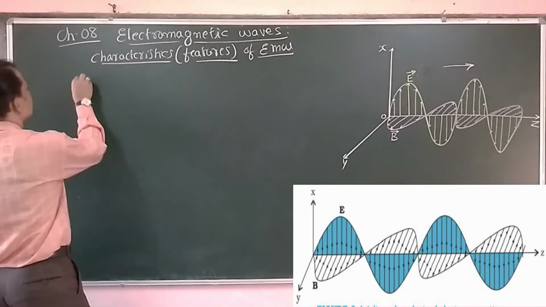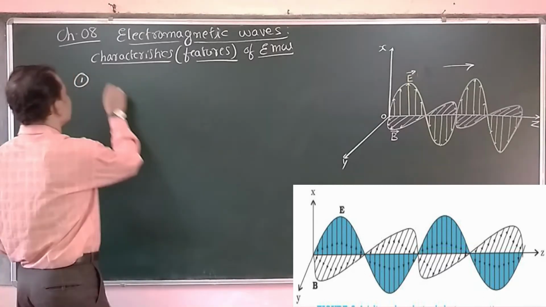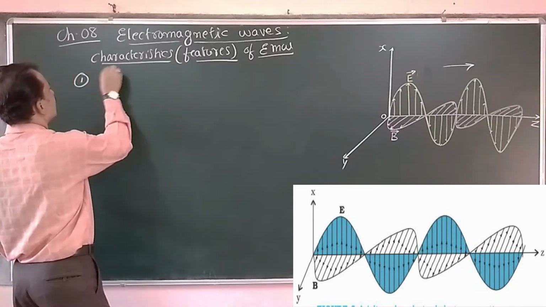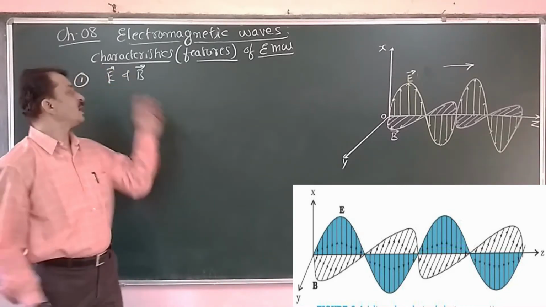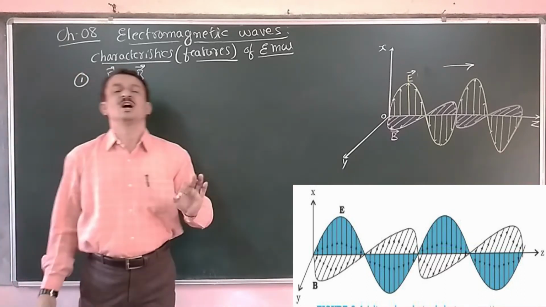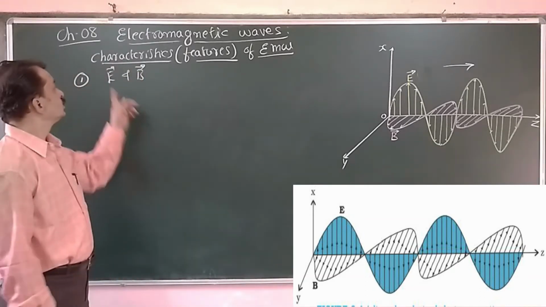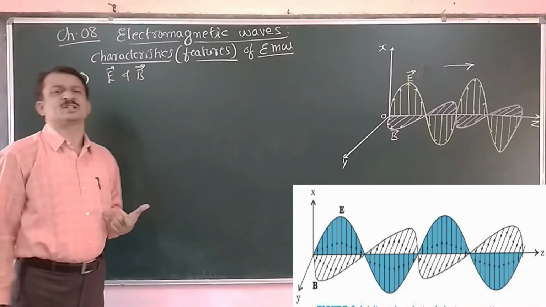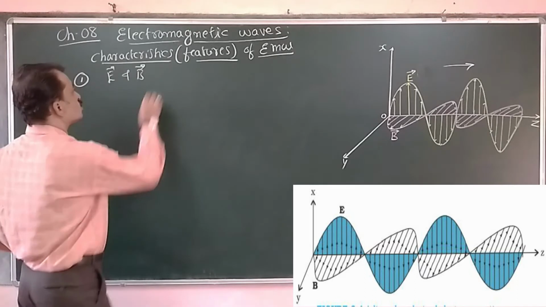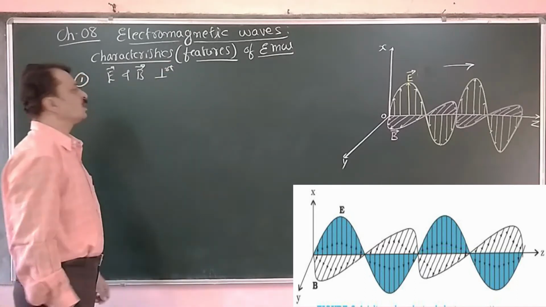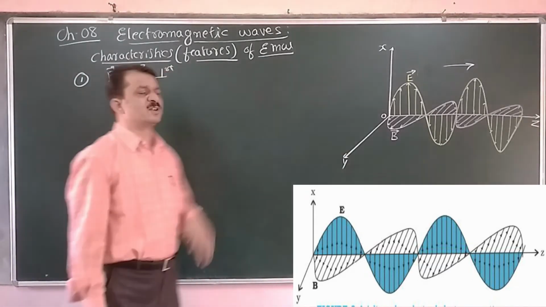The first feature of this electromagnetic wave: these waves contain electric field vector and magnetic field vectors which are timely varying or oscillating. Those two fields are perpendicular to each other and also perpendicular to the direction of propagation. That is the first feature.